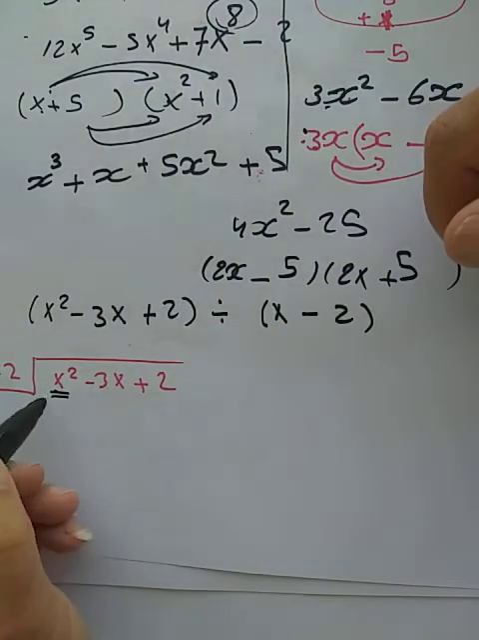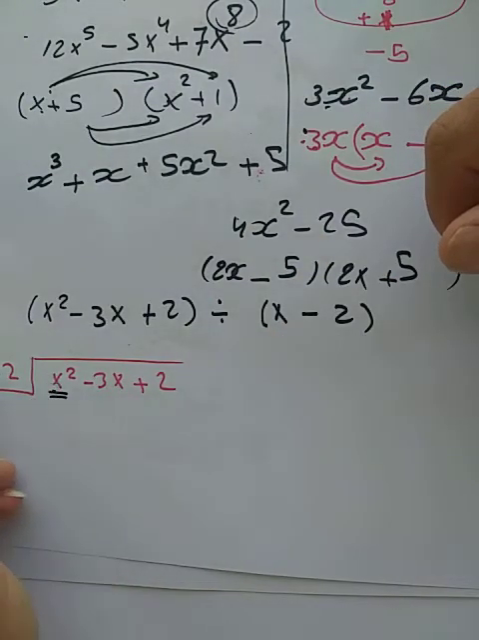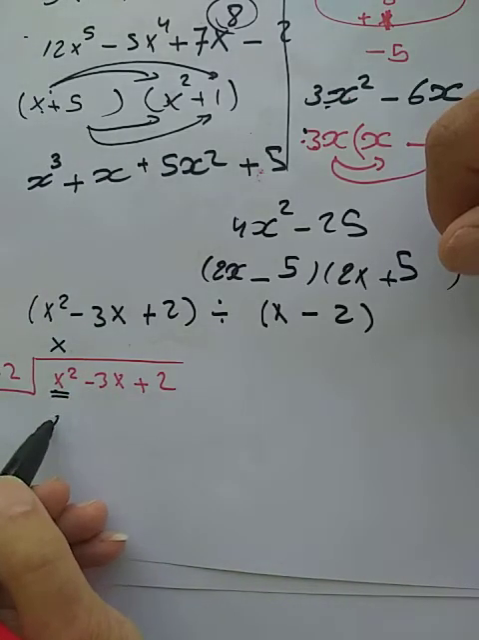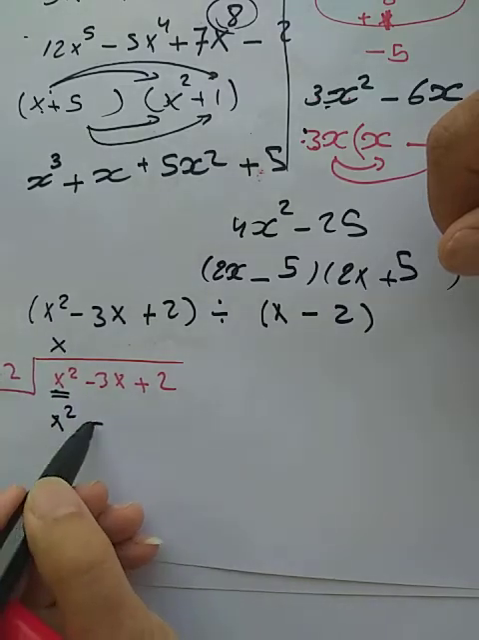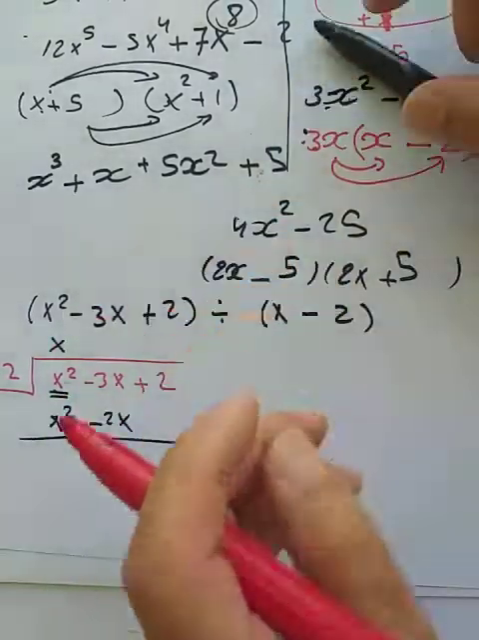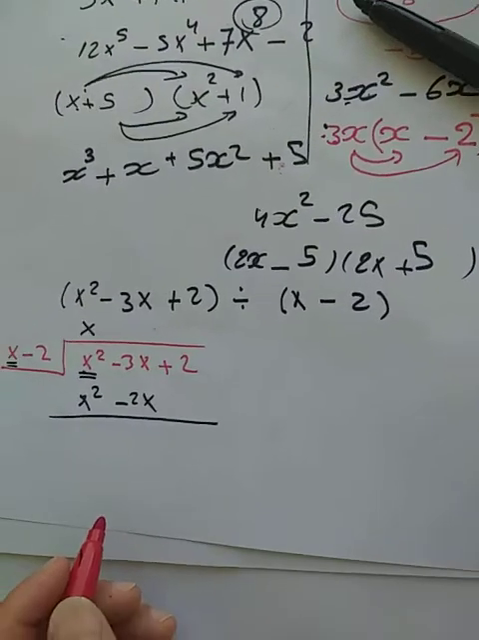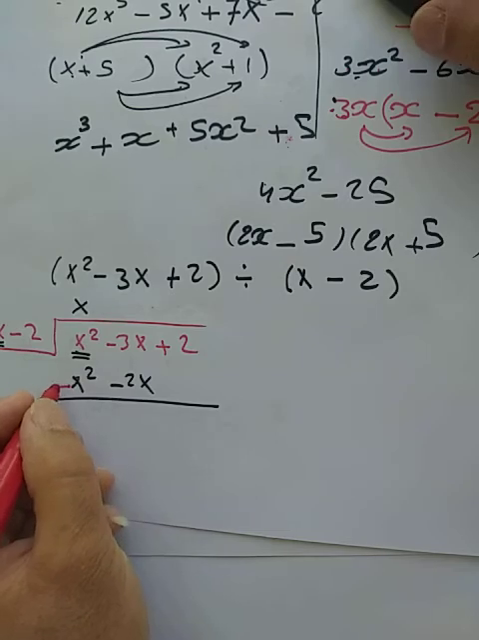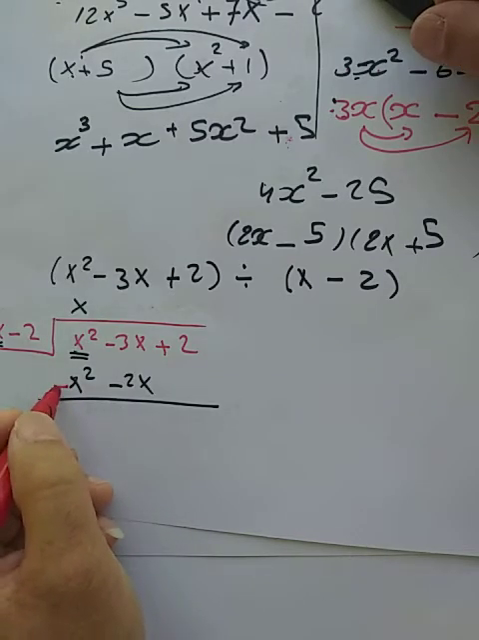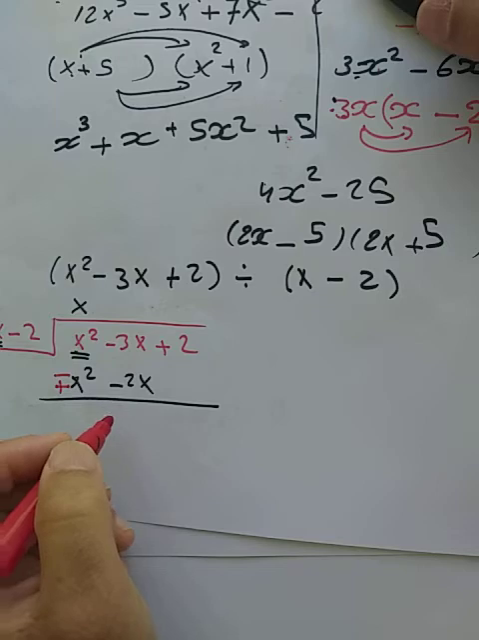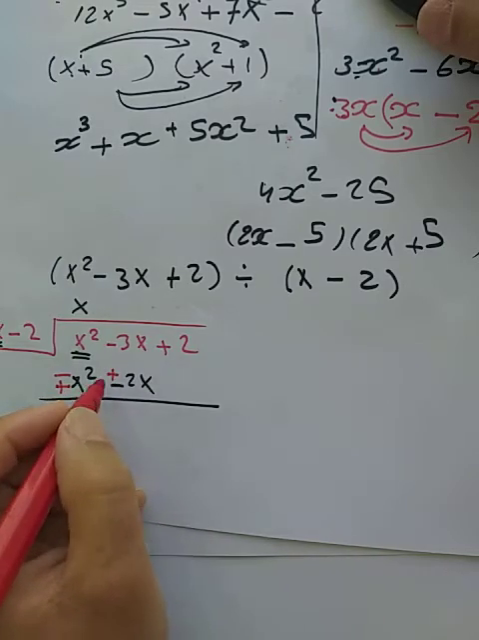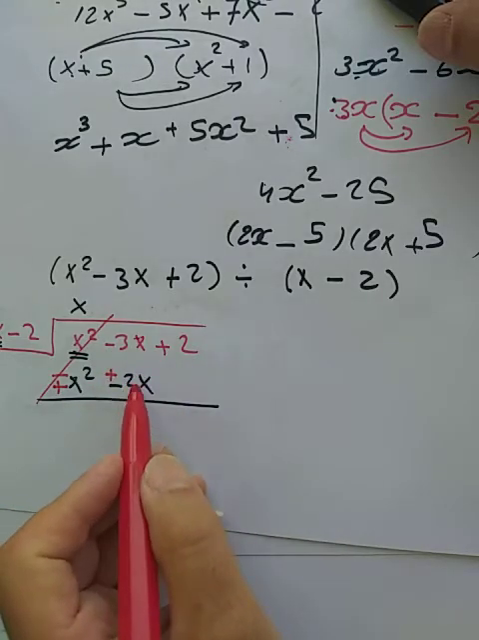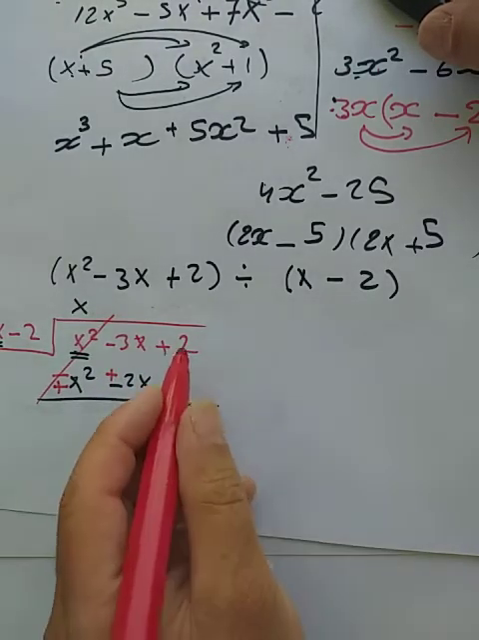Long division, take first one divide by first one, which is x. X times this one, x squared. X times this one, minus 2x. Don't forget, please change the sign. Change the sign of this polynomial, positive to negative, negative to positive. Now x squared minus x squared, minus 3x plus 2x, minus x. Bring 2 down.